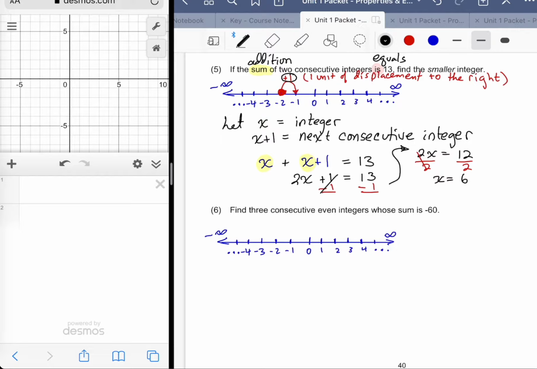If the sum of two consecutive integers is 13, find the smaller integer. Well, x plus 1, whenever you add something to a number, you're automatically making that number bigger, right? So the second consecutive integer would have to be a 7. So this is a 6, this is a 7. So that x actually happens to be the answer. So we would say, just make a brief statement, 6 is the smaller integer.